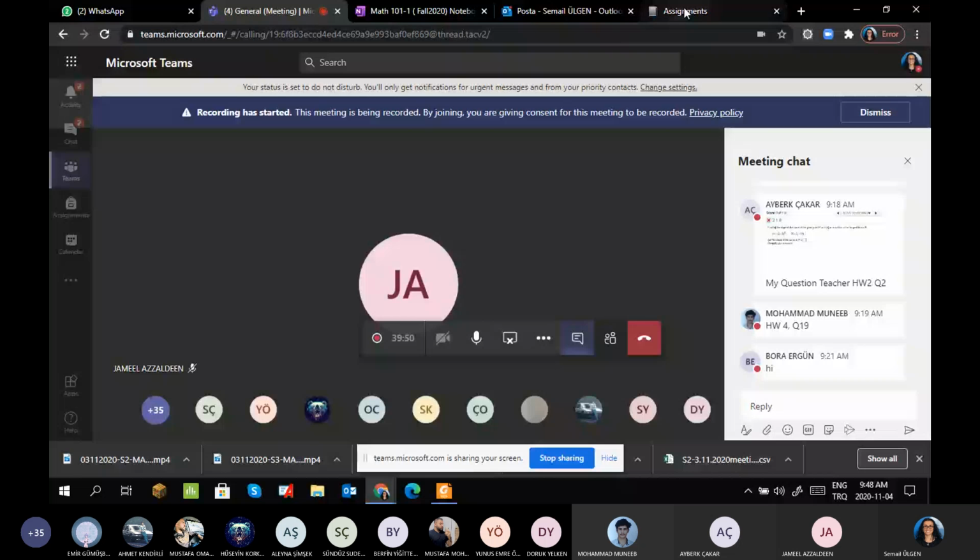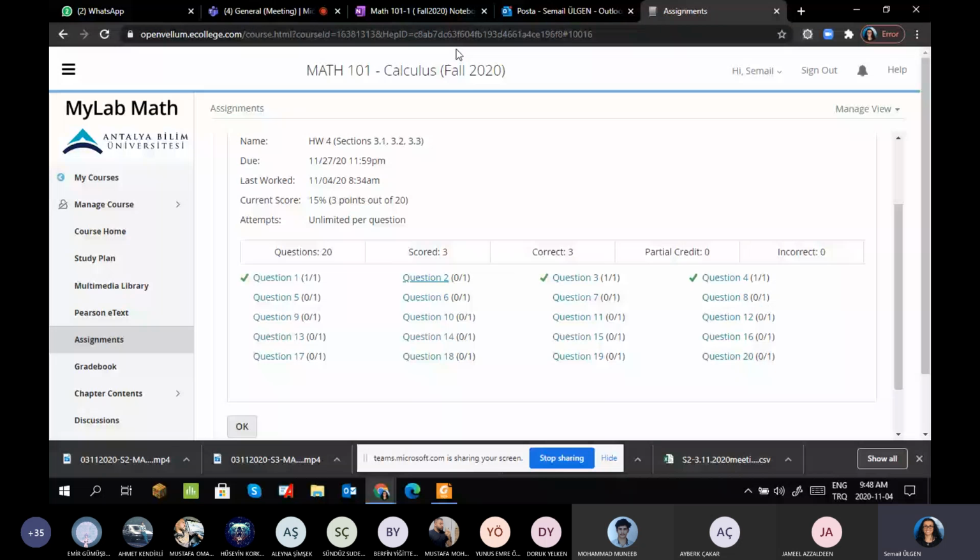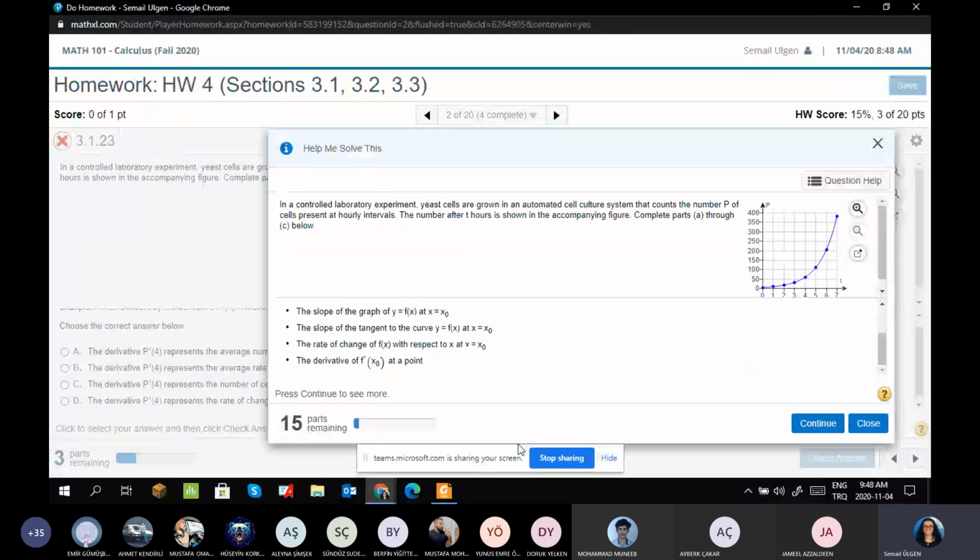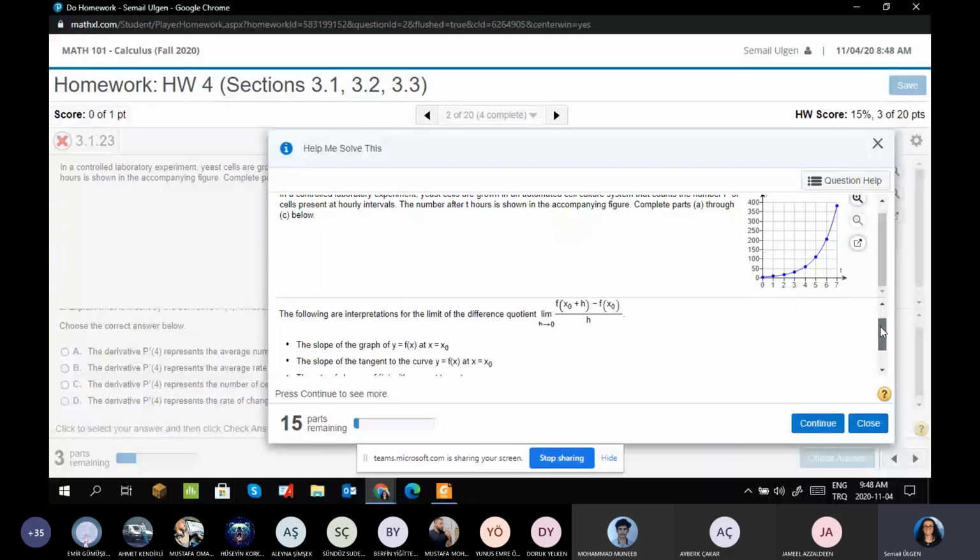So there are a couple of interpretations. That's what I want to emphasize. The first three of them we discussed in chapter 2. The last one, which we gave a formal name in chapter 3.1, is the derivative. So in that case, the answer is obvious, right?